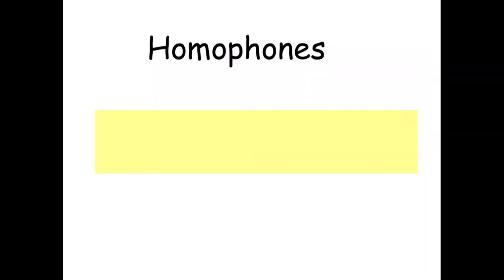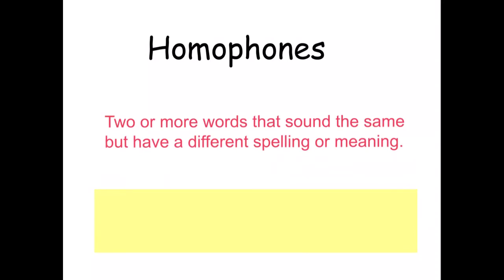This lesson focuses on an area of literacy that many people have difficulty with, adults included. Today we're going to look at homophones. Homophones are two or more words that sound the same, but they have different meanings or spelling.